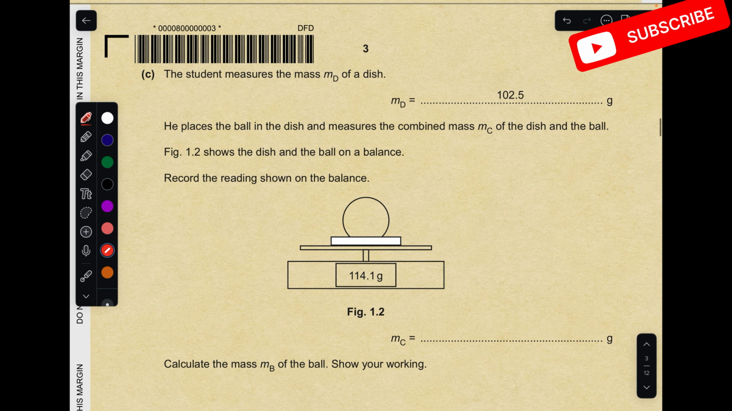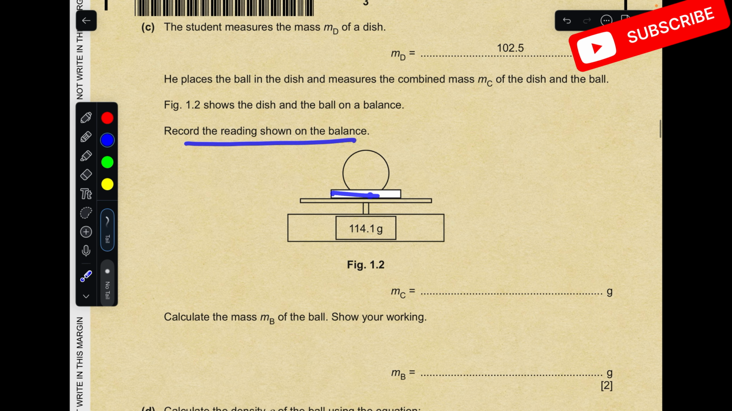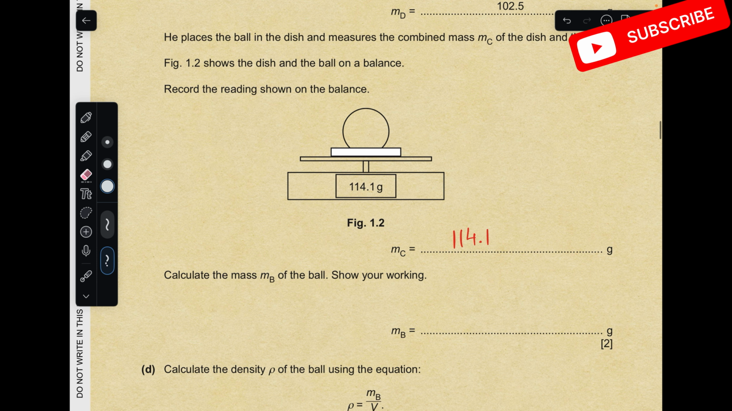For part C, the student measures the mass md of the dish. Then he places the ball in the dish and measures the combined mass mc of the dish and the ball. Show the dish and the ball on the balance, record the reading. They have shown you the dish, the ball, and the reading. You just have to look at it and write down the value. It is 114.1 gram.